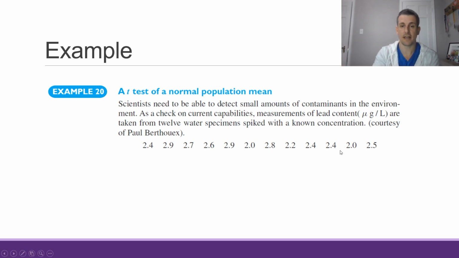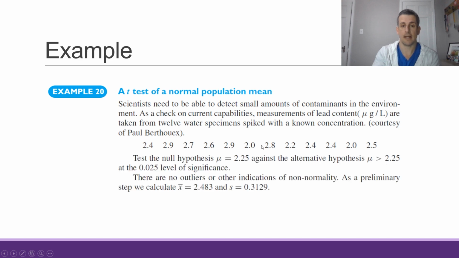So we have these samples here, and we're going to test the null hypothesis, which says the mean is 2.25. That's the critical level that we're looking at. We don't want lead levels to be any higher than that. And then we're really concerned if that mean is above 2.25. We're going to use a level of significance, or the alpha value, of 0.025.